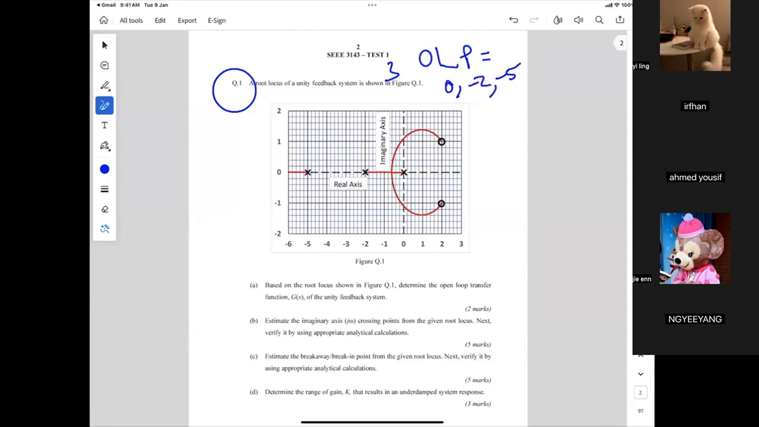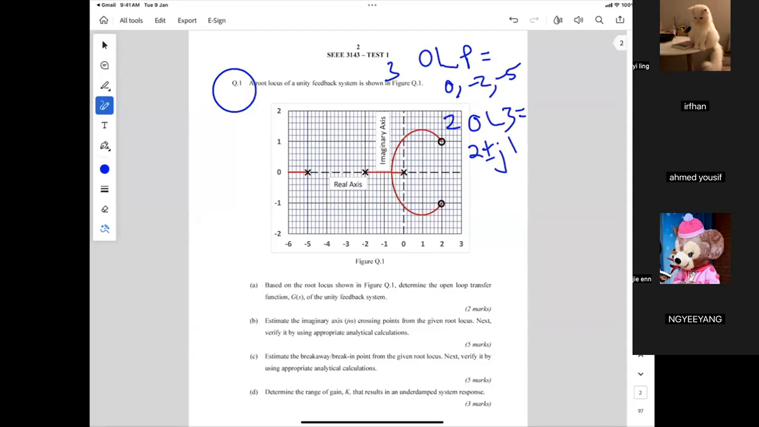Yiling, open loop zeros, how many? 2. Which are 2 plus j1 and 2 minus j1. 2 plus minus j1.